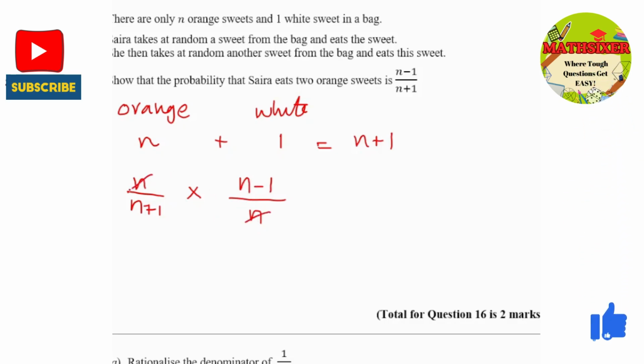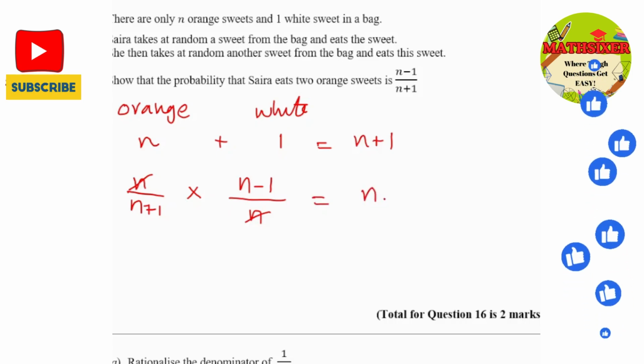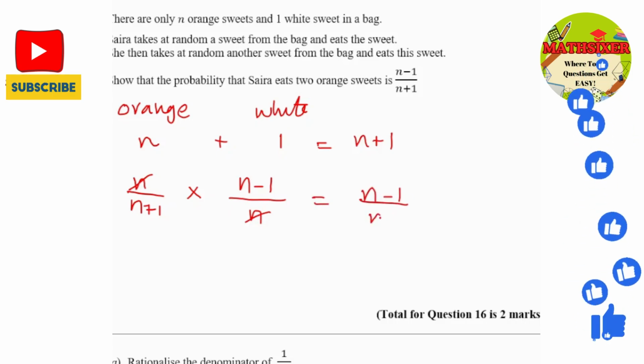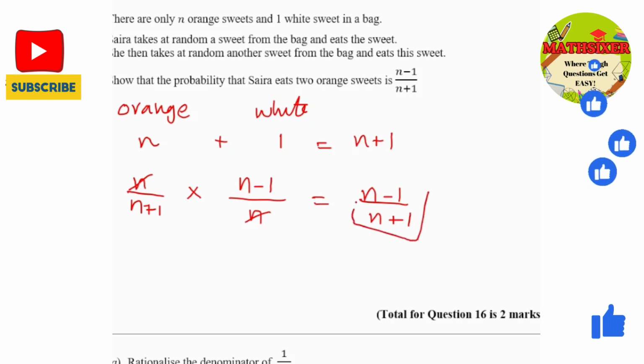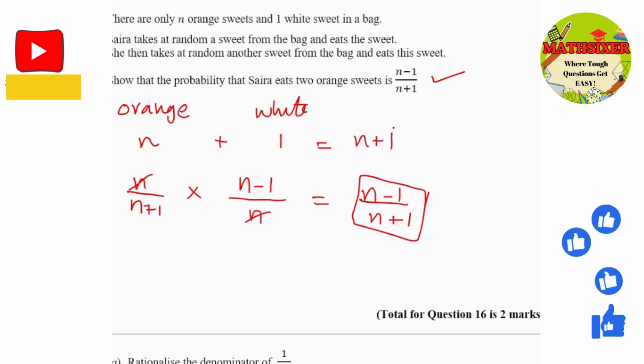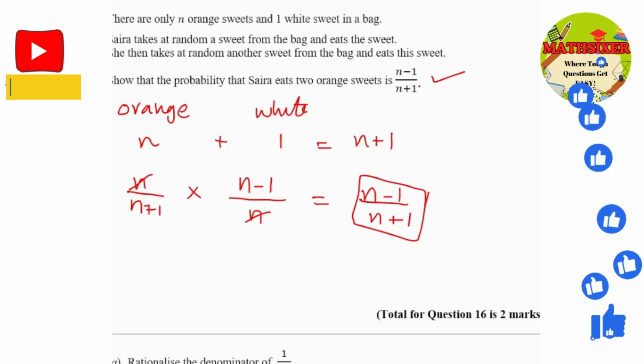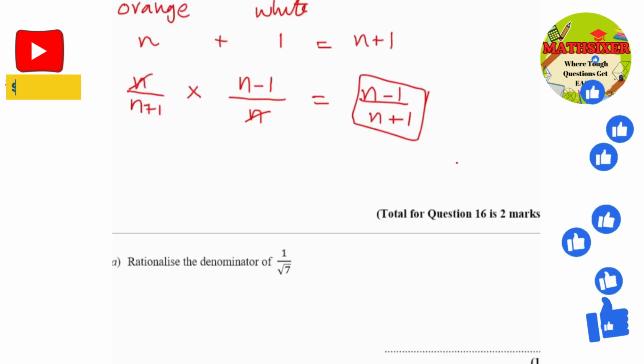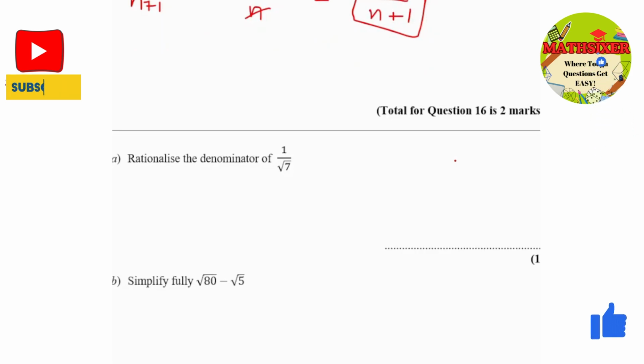So n and n cancel out. So we are left with n minus 1 and n plus 1. So this is our final answer, and n minus 1 over n plus 1 matches with the correct solution. Okay, now we're going to look at question number 17.